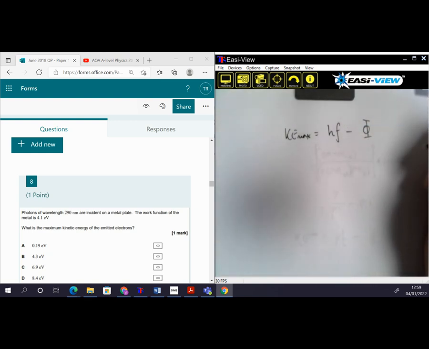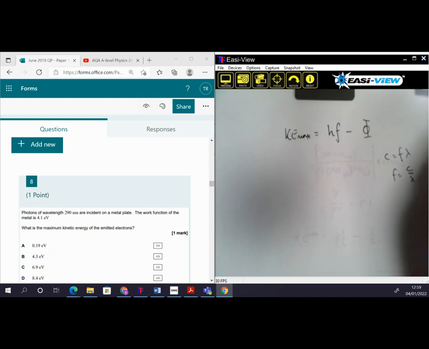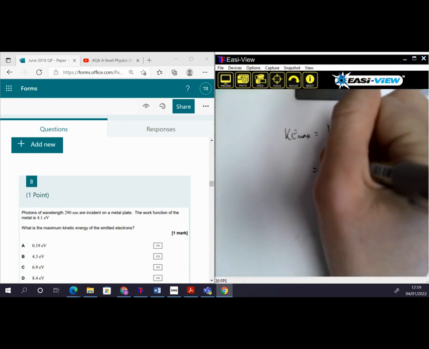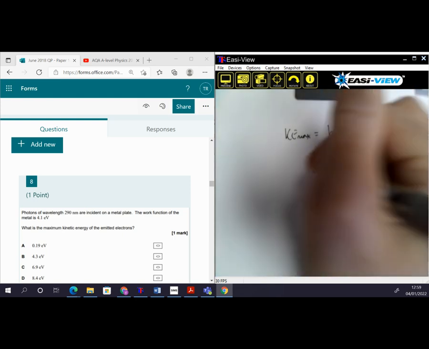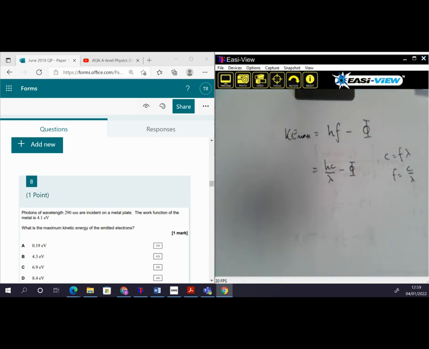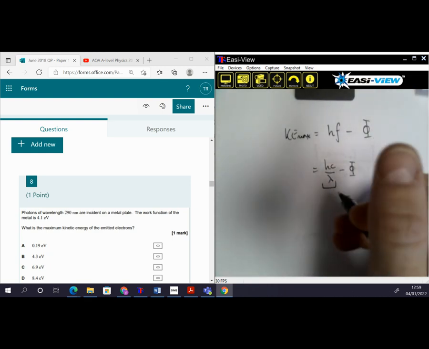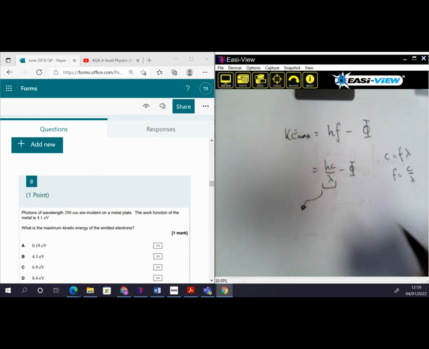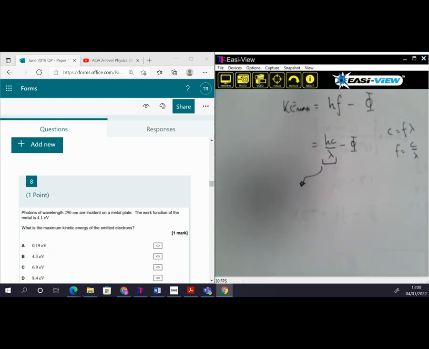We're not told frequency, we're told wavelength. So c is f lambda, so f is c over lambda, and you'll end up with hc over lambda, take away the work function. Now, in all of this, we've got a mix of eV and joules. So what I might do is calculate the energy of the incident photons separately in eV first, and then it's a much more straightforward calculation. Otherwise, it might get a bit messy and confusing. And what you want to be avoiding at all times in an exam is being messy and confusing.